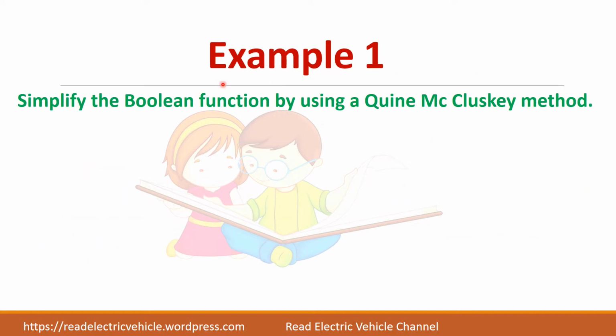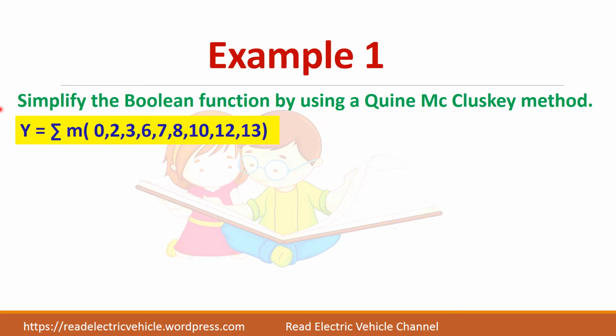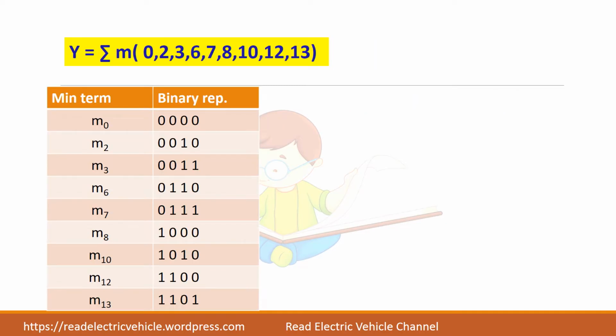So, first let us see the first problem. Simplify the Boolean function using Quine McCluskey method. The expression will be given. You see here sigma m of something is given. What does this represent? All these are minterms. So, let us tabulate the minterms. The question is here and we will mark all those minterms here. So, M0, M2, M3, M6, like that you write all the minterms and their corresponding binary values.